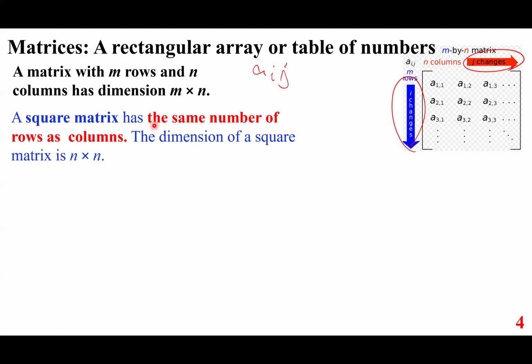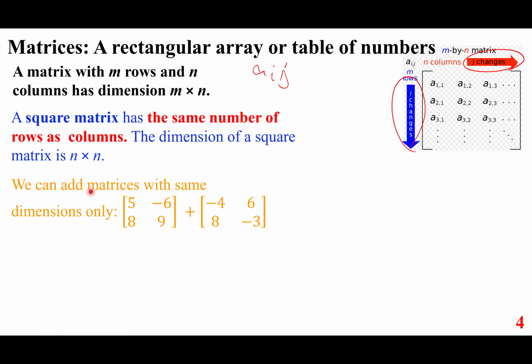A square matrix has the same number of rows as columns. The dimension would be n by n. Over here, first we mentioned the rows, okay, n by n. Over here, both of them happen to be the same.